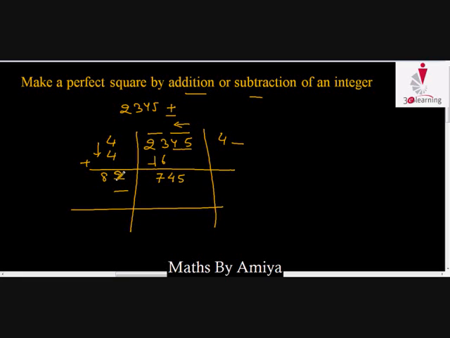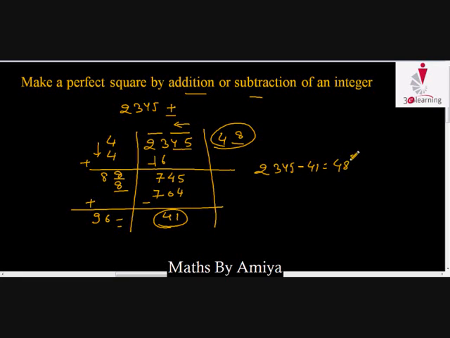Then we have to place 8. So we have 8, then 8. The summation is 96, and the product of 88 into 8 is 704. We placed 8, so we write 8. The difference of these two is 41. This is the extra value. So if we subtract 41 from 2345, we'll get a perfect square, because this one is extra. And this is the perfect square of 48 square.